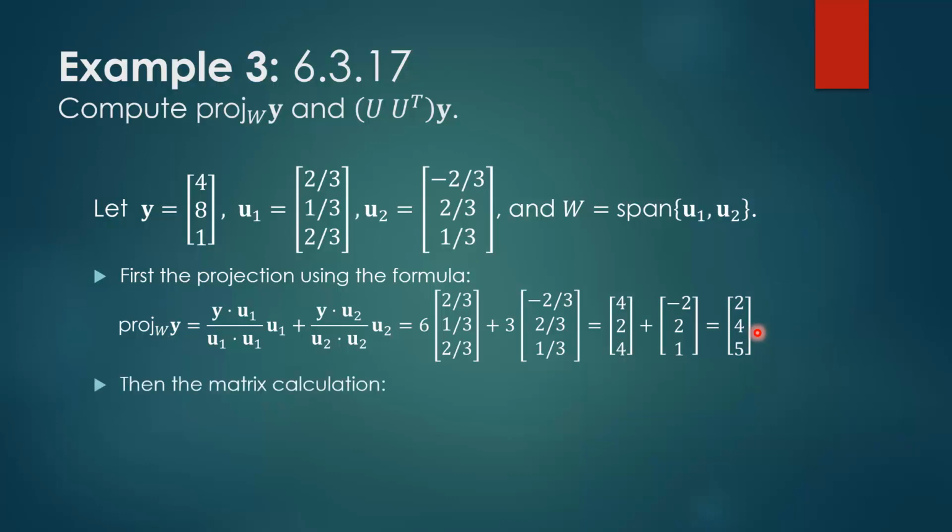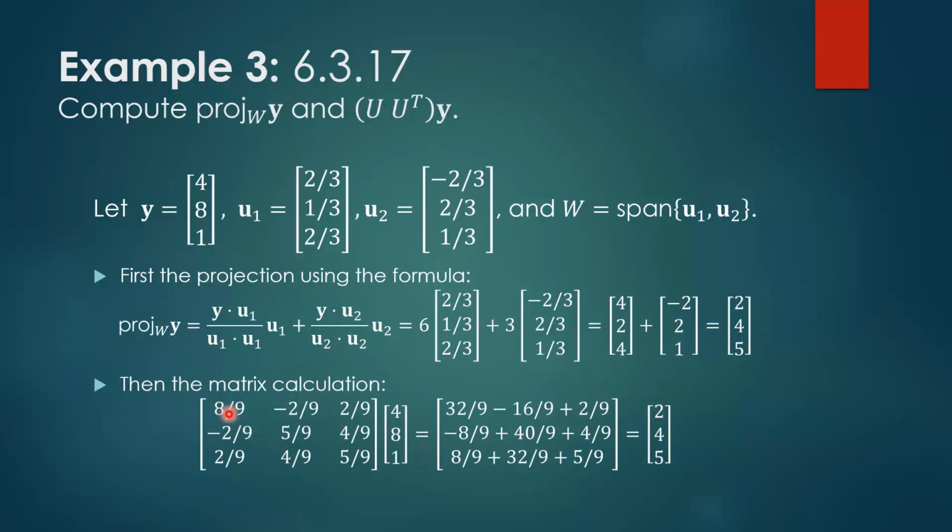Now, when you do the matrix calculation, remember that long complicated matrix that we found, this is the matrix U times U transpose, a 3 by 3 matrix, and we apply it to the vector y. We're going to get a 3 by 3 times a 3 by 1, so we're going to get a 3 by 1 matrix. And doing this multiplication, we also get 2, 4, 5. So that's not a coincidence. That is exactly what the theorem was telling us we would get. Okay? So it's best to take a look at the theorem, take a look at these formulas, and then be able to apply these formulas. Okay? Good luck.